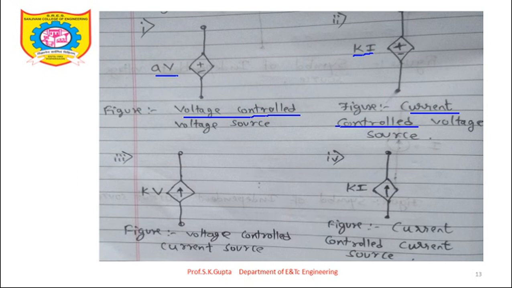Now next, we will do some practice by looking at the source. You have to identify whether it is a voltage controlled voltage source, current controlled voltage source, voltage controlled current source, or current controlled current source. I have used short forms; for voltage controlled voltage source, the short form is VCVS, which you may also find in reference books. Okay, so let's proceed to the questions.